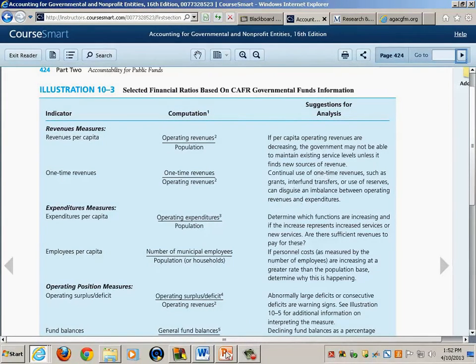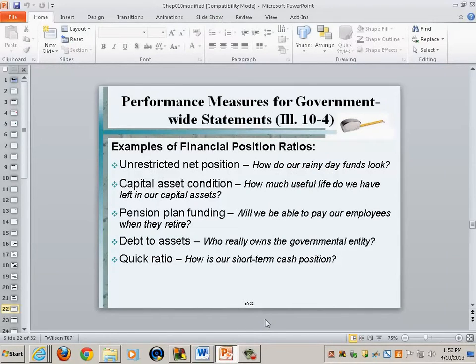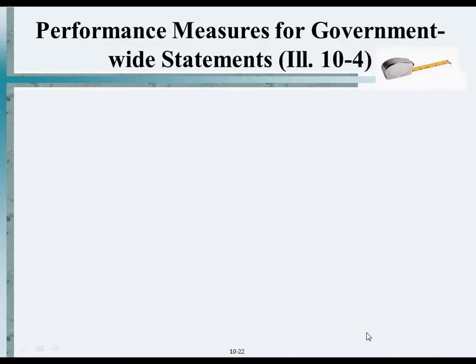Okay, any questions so far? Does everybody see this? Is this rocket science? No. This is probably one of the easier areas of the course because it makes sense. All you need to do is understand what the terms mean. Okay.